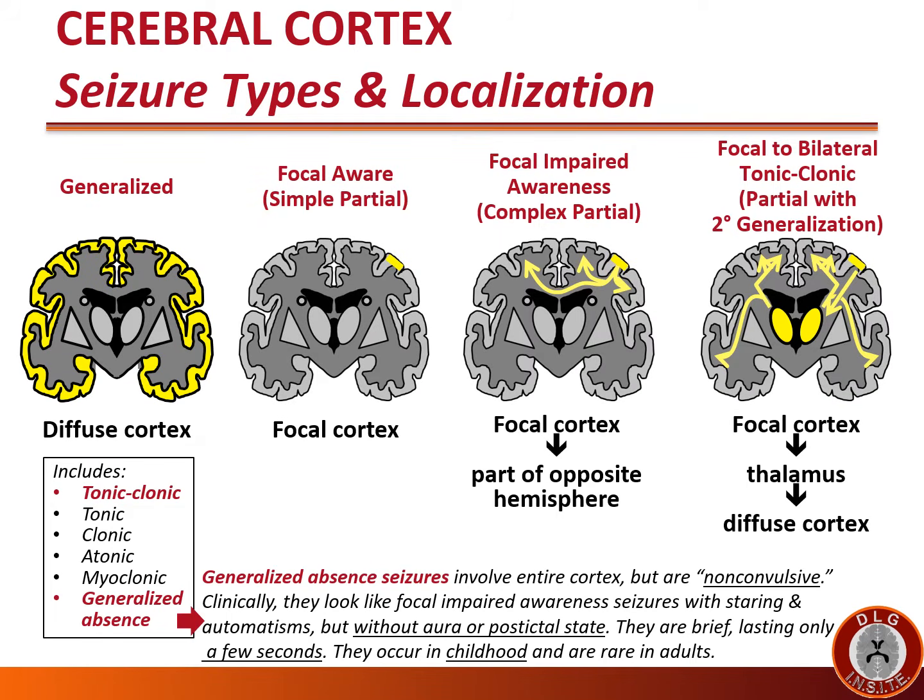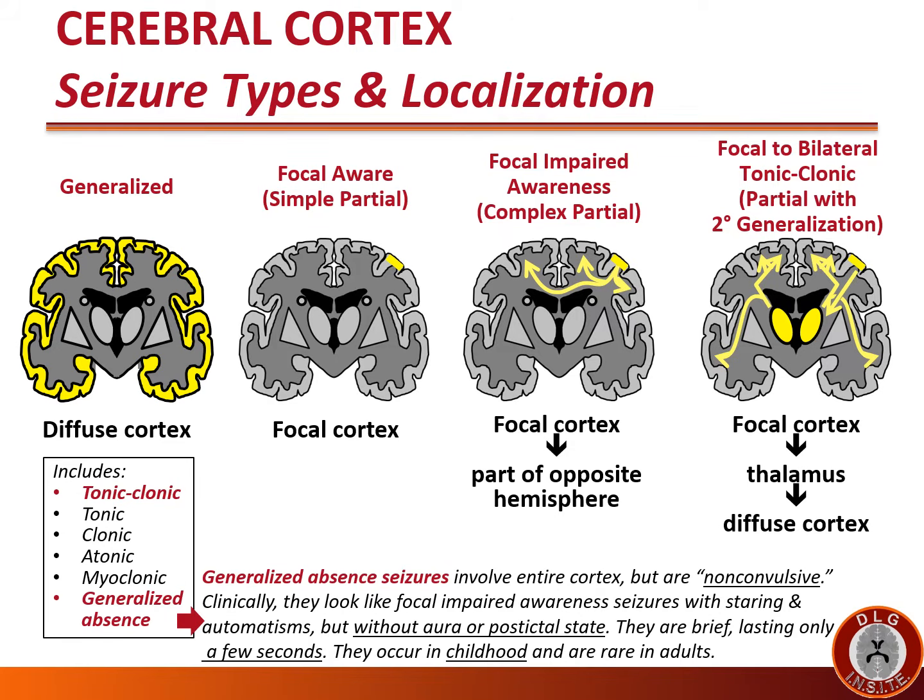Seizures are due to increased electrical activity in the brain, and there are two main categories, generalized and focal. Among the generalized, the most common types are tonic-clonic and generalized absence. Now, generalized absence seizures involve the entire cortex but are non-convulsive. Clinically, they look like a focal impaired awareness seizure with staring and automatisms, but without an aura or postictal state. They are brief, lasting only a few seconds, and occur primarily in childhood and are rare in adults.